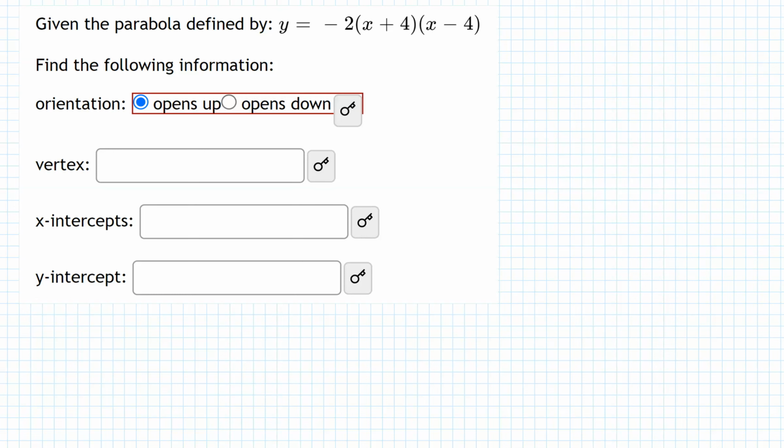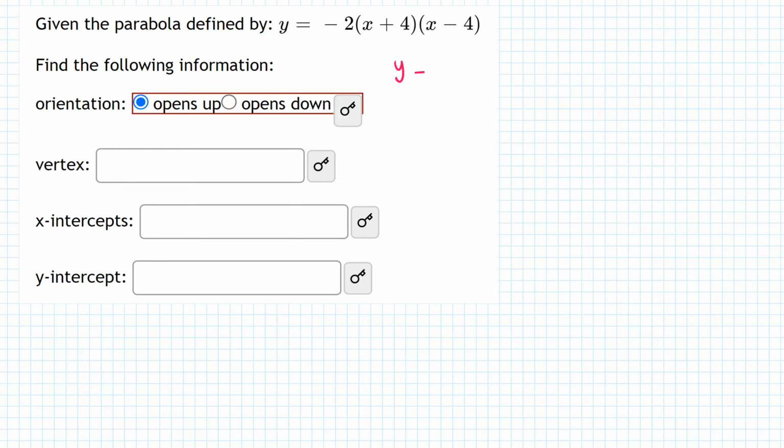Given the parabola defined by y equals -2 times (x plus 4) times (x minus 4), find the following information. The first thing we want to look at is whether the orientation of the parabola opens up or opens down. And the way that we're going to figure that out is by looking at the equation.